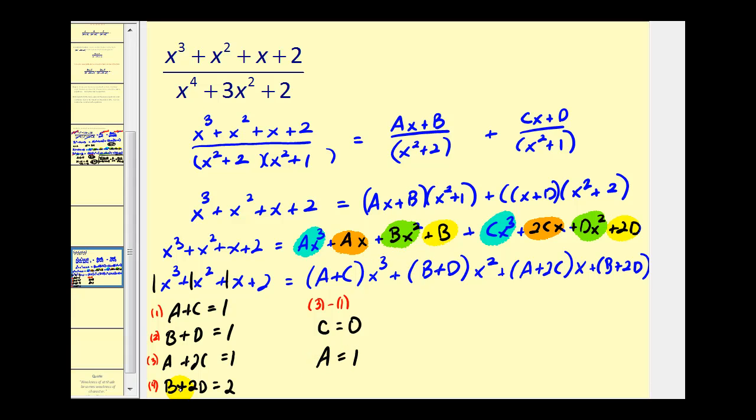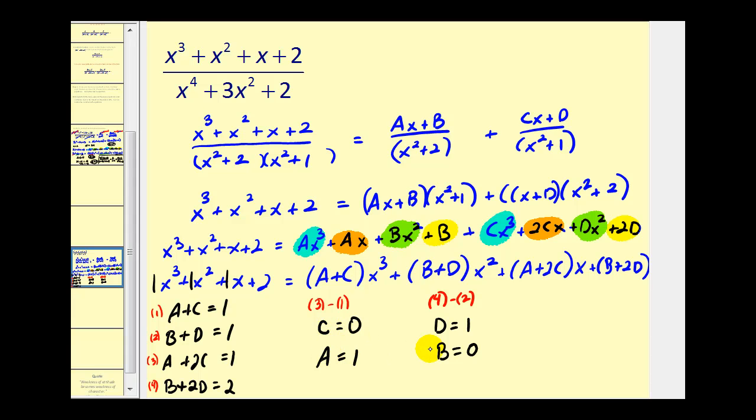Now let's take a look at equation 4 and equation 2. Let's take equation 4 and subtract equation 2. So we'd have b minus b, that would be 0. 2d minus d, that would be d. And then 2 minus 1 would be 1. So d is equal to 1. Now looking at equation 2, if d is equal to 1, b must equal 0. So we have all the information we need.